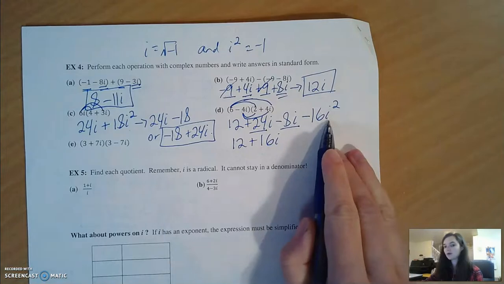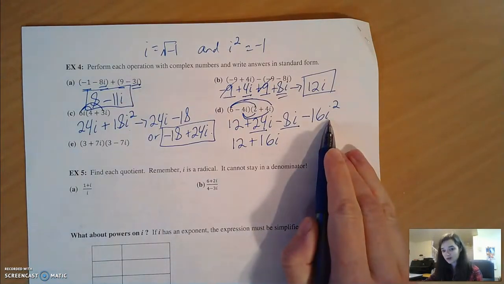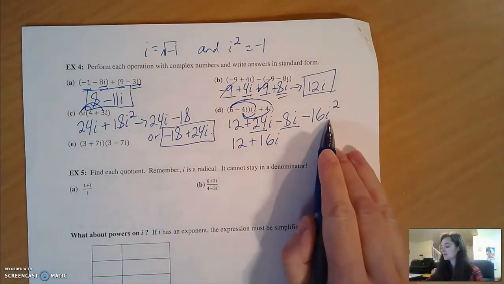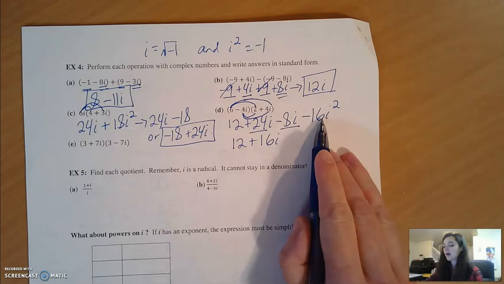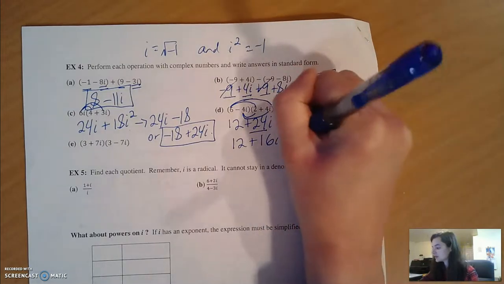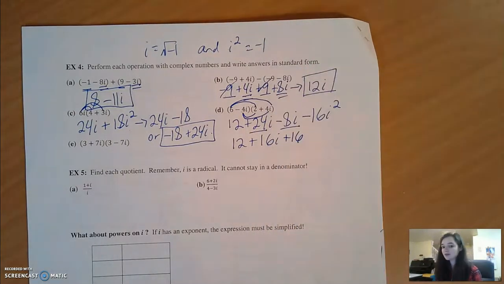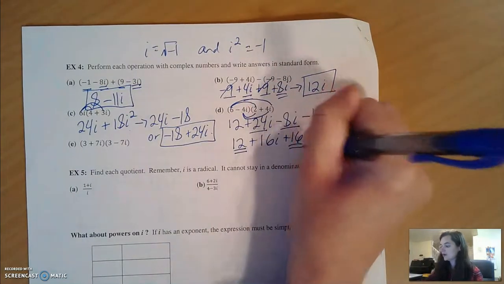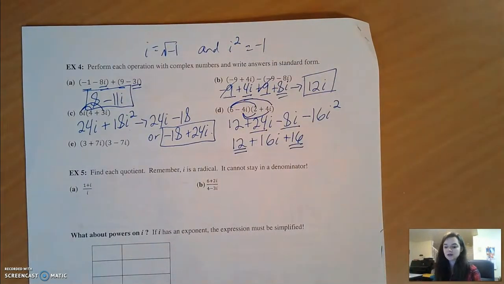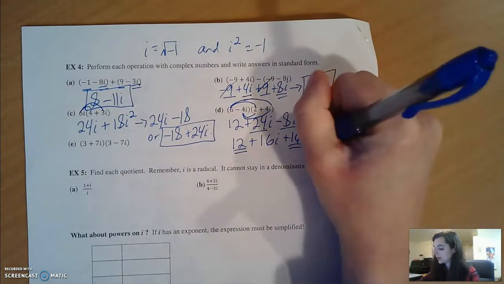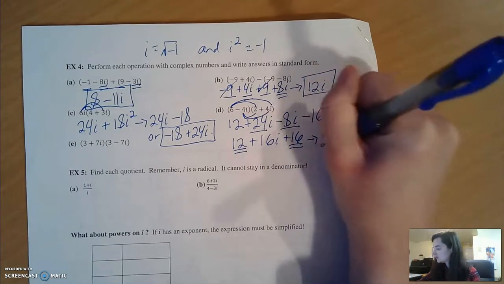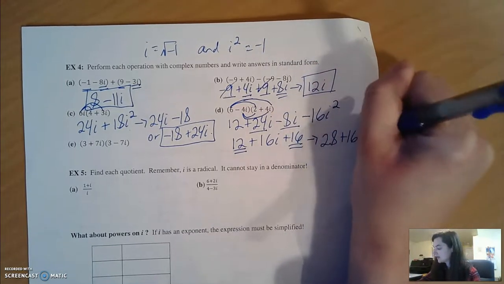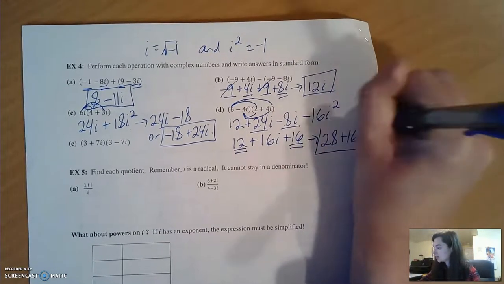Then we have to remember, i squared is negative 1. So I've got negative 16 times negative 1, which would be a positive 16. So I actually have a plus 16 here. Then I've got like terms again, because I have a positive 12 and a positive 16. And 12 plus 16 is 28. So I'll have 28 plus 16i, and that's my final answer.